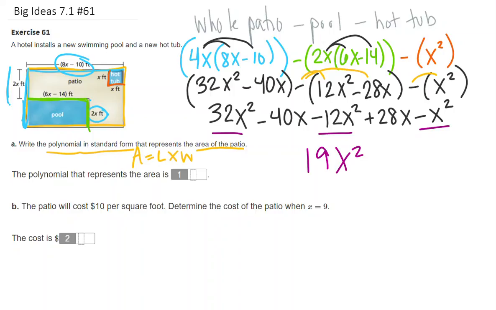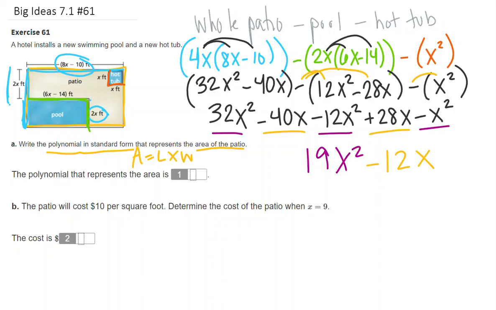And then, need another pen here. I've got my negative 40x, and my like terms here are negative 40x and positive 28x. So when I combine those, I get negative 12x. And that's what's going to go into your answer.